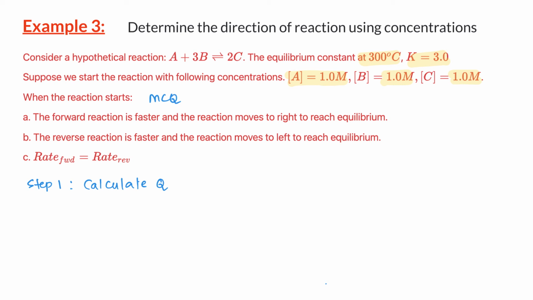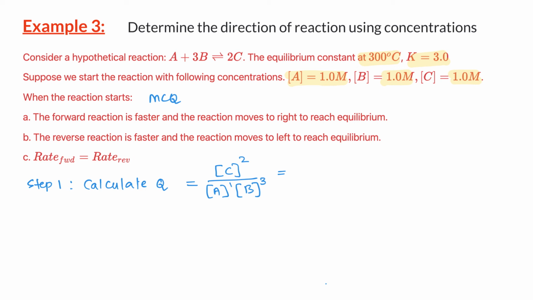The reaction quotient Q for the above chemical equation can be written as the concentration of C to the power 2 divided by concentration of A to the power 1 times concentration of B to the power 3. Note that these are not equilibrium concentrations. They could be any concentrations.